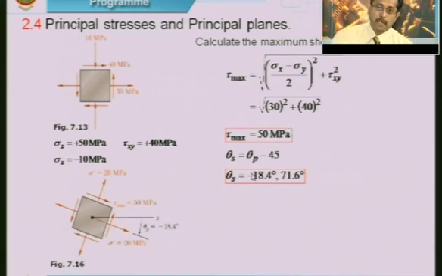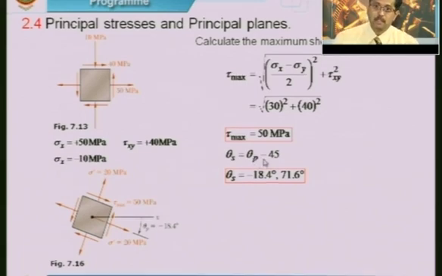The corresponding inclination of the plane on which this maximum shearing stress would act is, as we discussed, theta s, which would differ from the principal plane by 45 degrees. So, principal planes we got as 26.6. So, minus 45 we get as minus 18.4 and the other plane was 116.6, minus 45 we get as 71.6. So, the stress block would look something like this. This is the shearing stress, which is equal to 18.4.